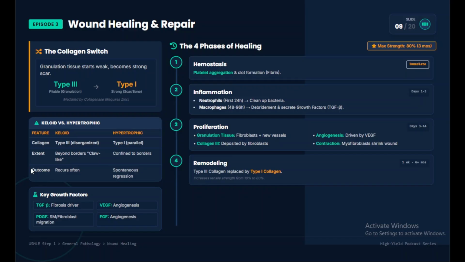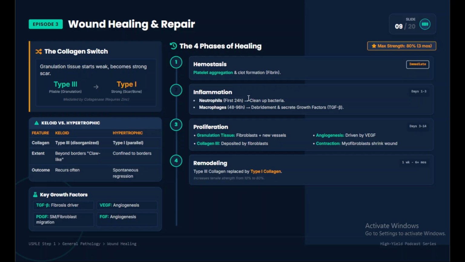Now, there are 4 phases of healing; wound healing progresses through 4 sequential phases. The first one I'm going to talk about is hemostasis. Hemostasis is the immediate process, and it starts right after the injury. Platelets aggregate and form a fibrin clot. Just think that the body plugs the leak and lays down the initial scaffold. The next phase of healing is inflammation, and it takes 1 to 3 days.